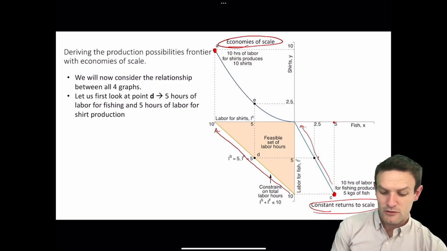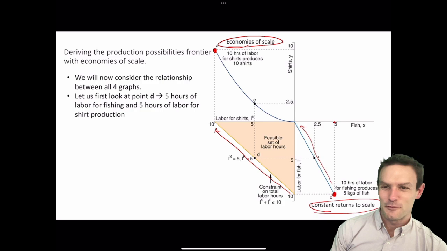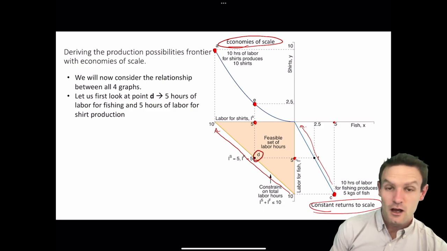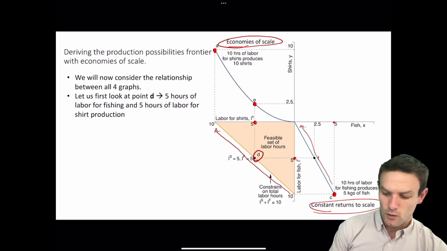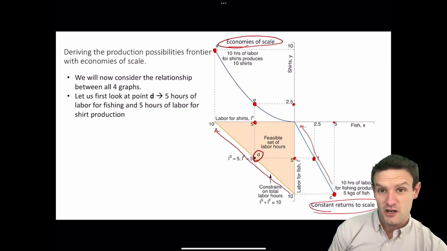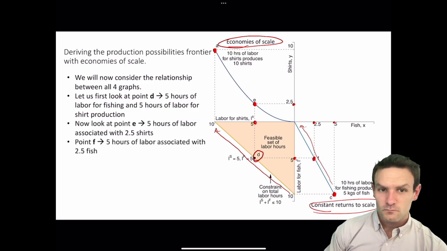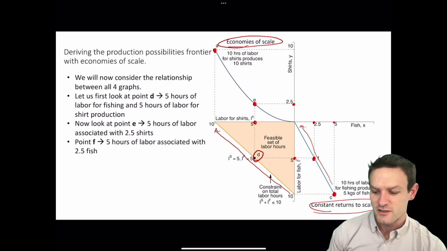So the first thing to think about is that we've got point D, where we've got 5 hours spent on fishing and 5 hours on labor for shirts. So we've got 5 hours for each of them from point D. That means we're at point E on the shirt production function, where we can get 2.5 shirts, and we're on F on the fish production function, which means we get 2.5 fish. So with both of those points, we also then immediately get a mapping to our production possibilities frontier.